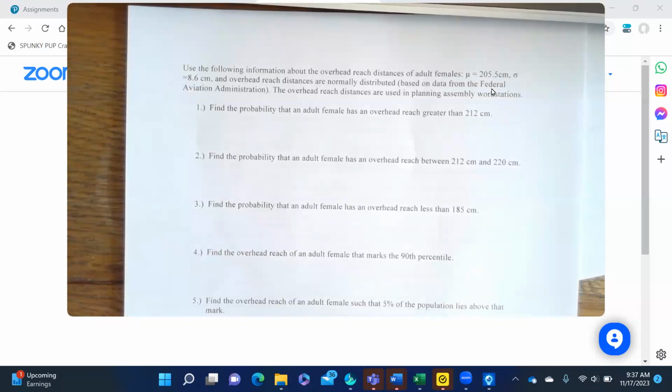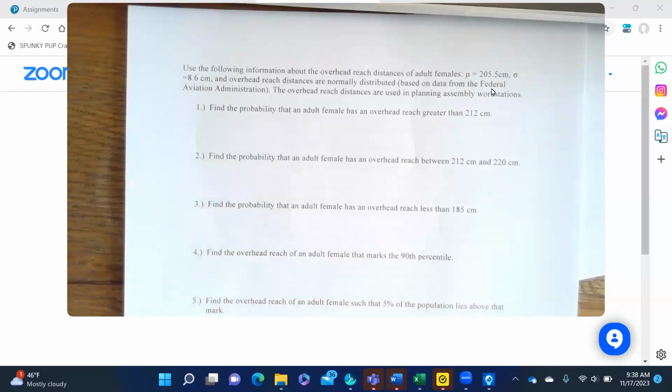The overhead reach distances are used in planning assembly workstations. So for instance, think about how far you can reach above your head. That's what they're talking about here. If we build workstations or even like airplanes or desks where the top is too high and most people can't reach it, then it's not going to be very helpful for us. So we use overhead reaches here to help us design workstations or help us design airplanes and things like that.